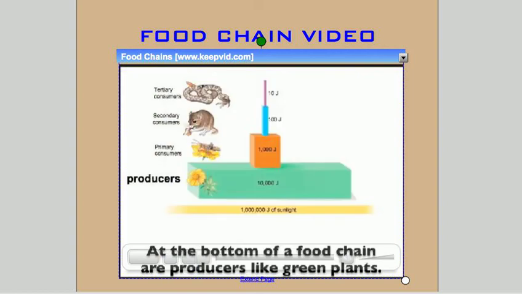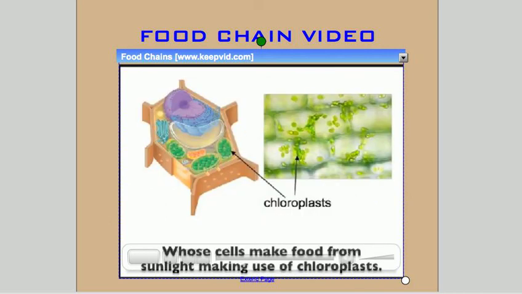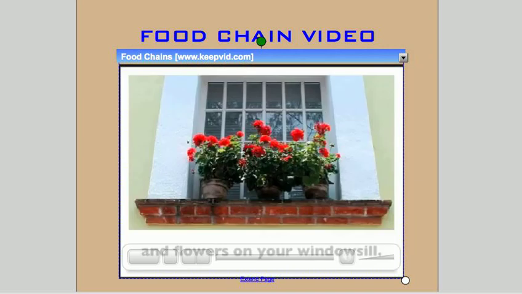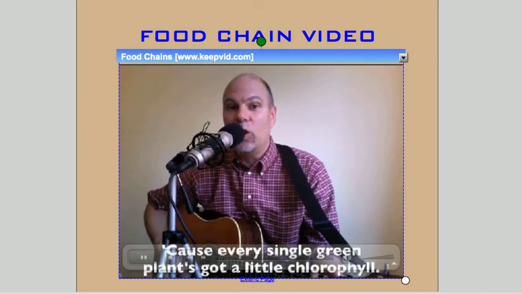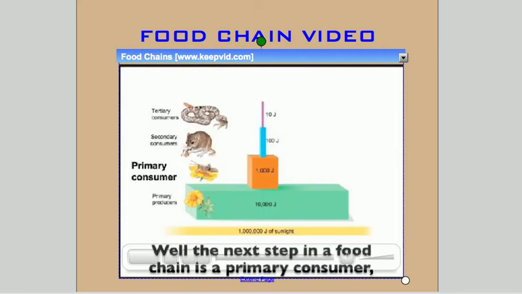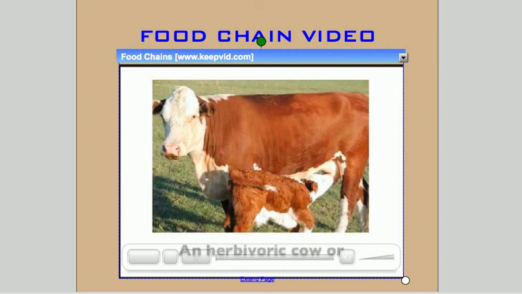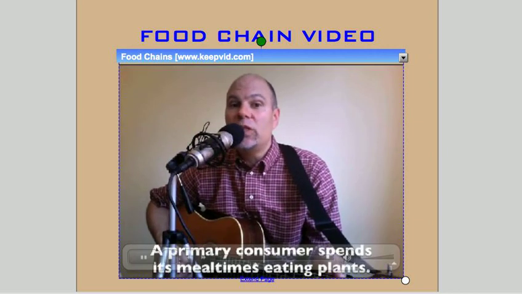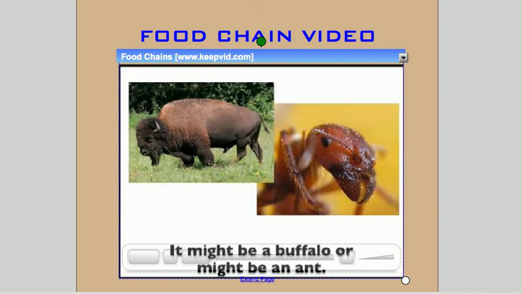At the bottom of the food chain are producers like in plants, whose cells make food from sunlight, making use of chloroplasts. It happens in the pines and flowers on your windowsill, cause every single grain plant's got a little chlorophyll. Well, the next bit of food chain is a primary consumer, an herbivore, a cow, or vegetarian baby boomer. The primary consumer spends its mealtime eating plants. It might be a buffalo or it might be an ant.